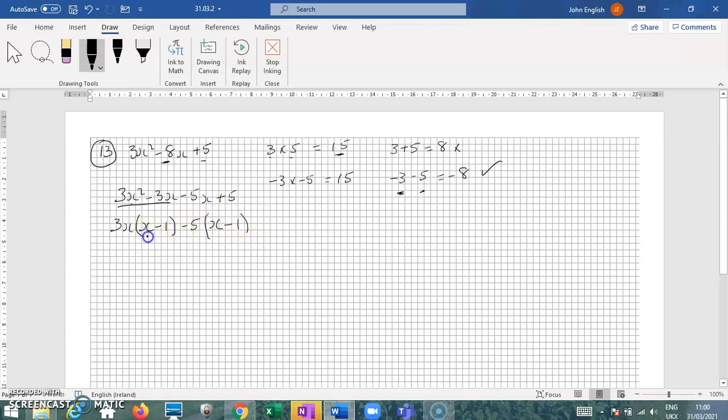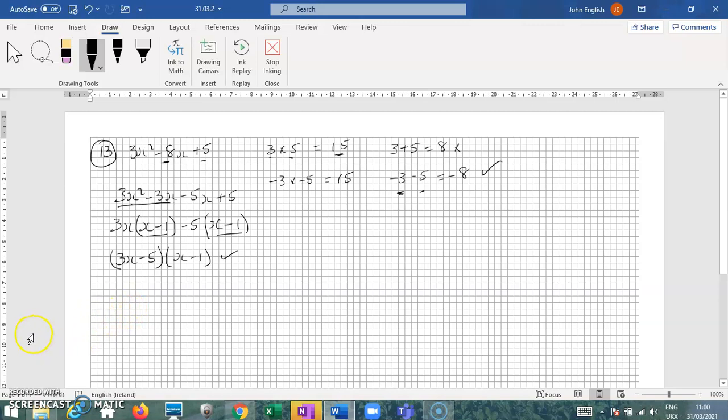Here now straight away you can see we've got an x minus 1 here and an x minus 1 here. Next part of the method is we put the terms outside the brackets together. So 3x minus 5 in the bracket, and then we just put in the x minus 1. And you're done. Finished. That's it.